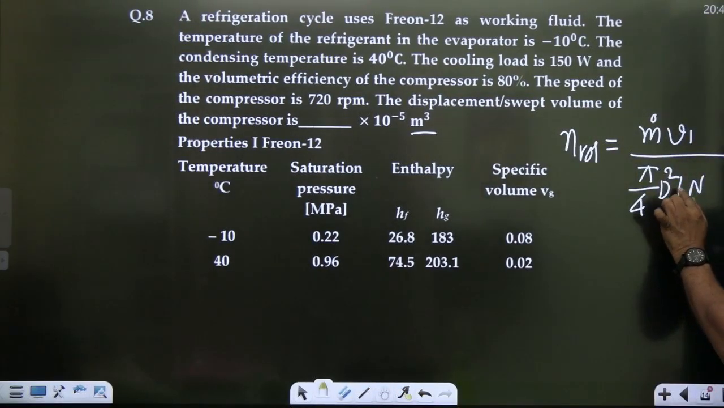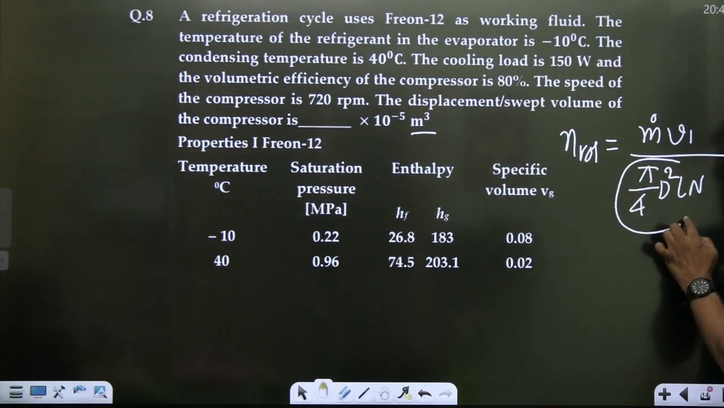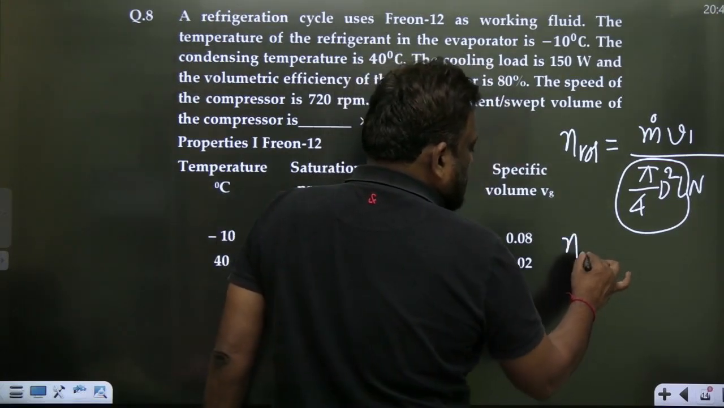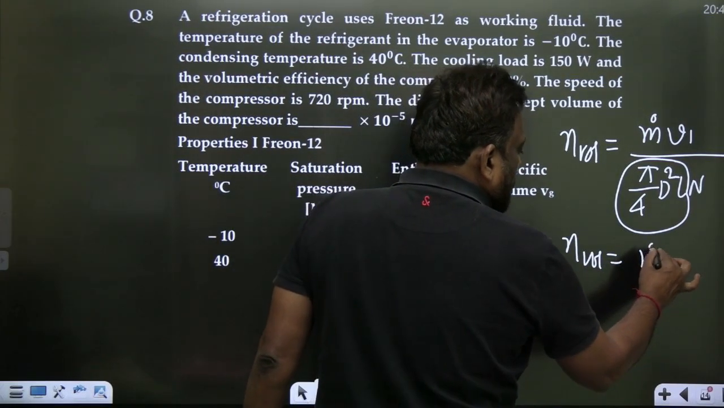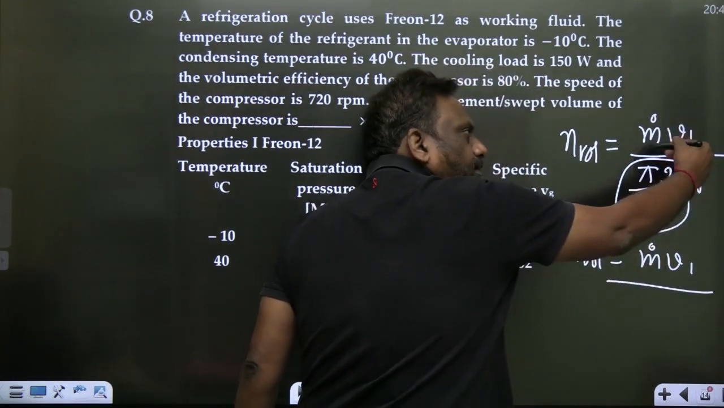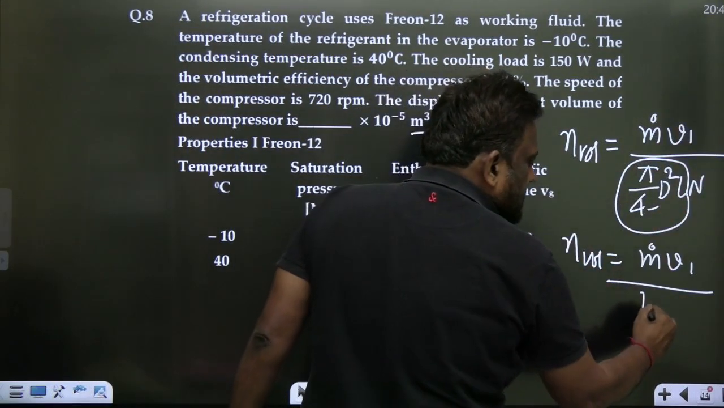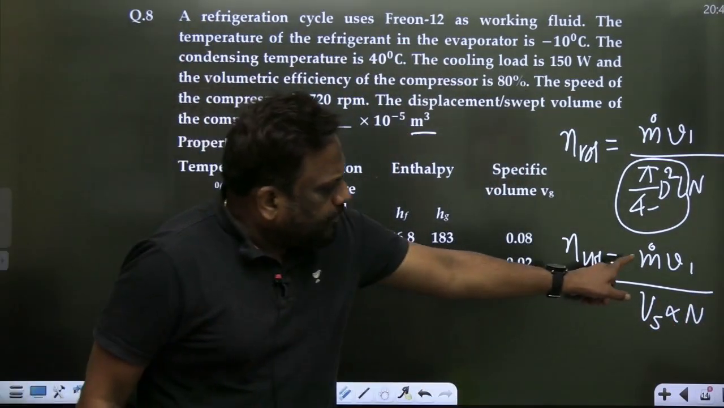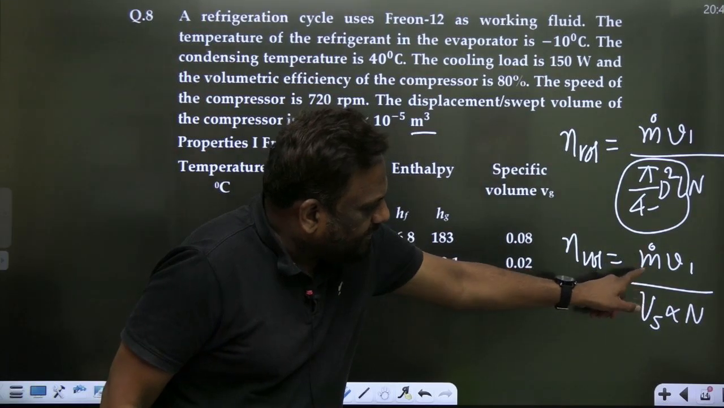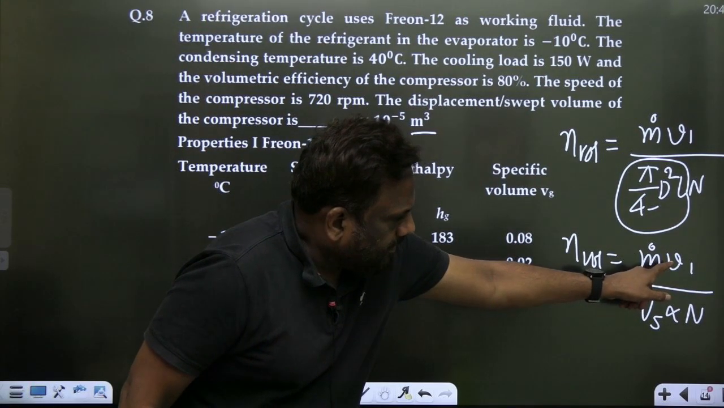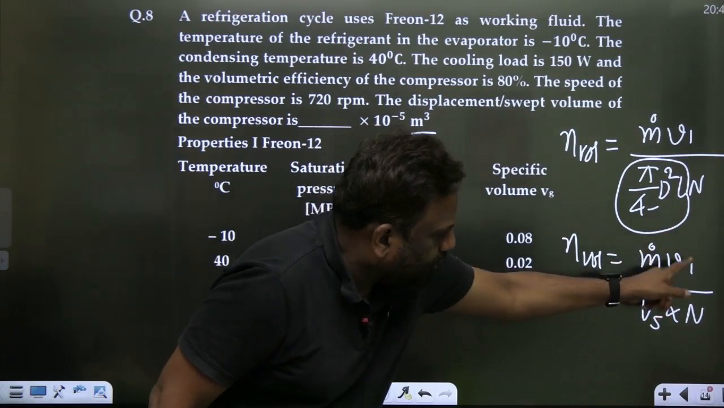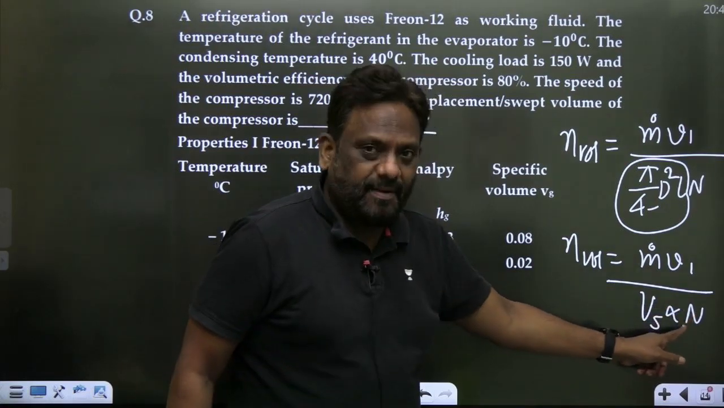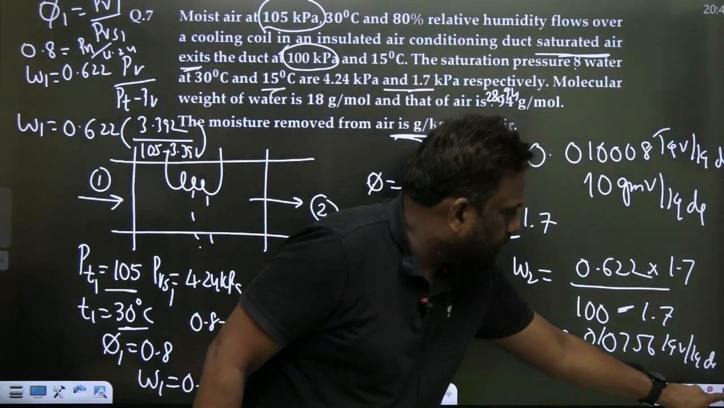Now, this portion can be written as swept volume. Look, the volumetric efficiency can be written as m dot V1, the actual volume entering the compressor, by the swept volume, which can be written as Vs into N. But you should be careful with units. If m dot is in kg per second into meter cube per kg, this will be meter cube per second. This should also be in meter cube per second. So swept volume is in meter cube, but N is in RPM. Divide by 60, you get meter cube per second. So no problem at all.